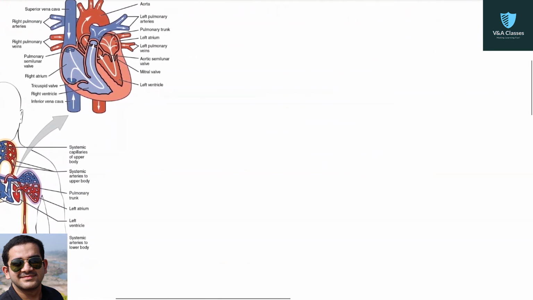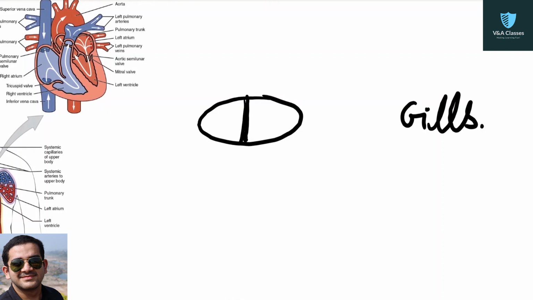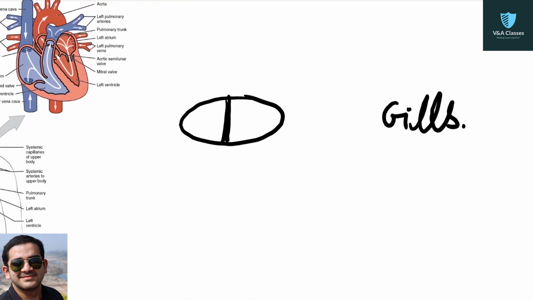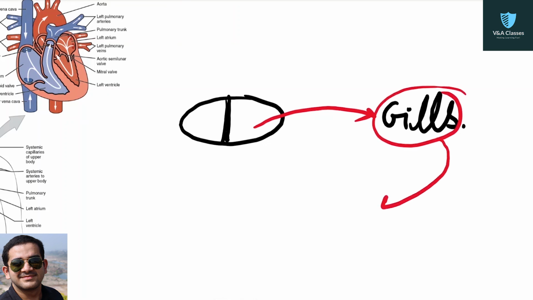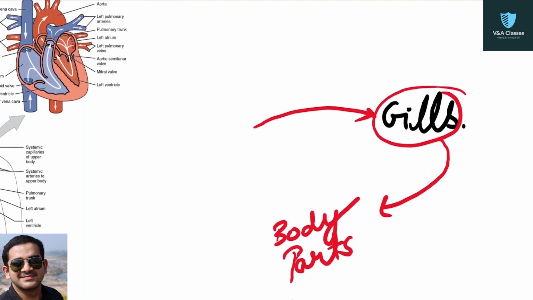In contrary to this, fishes, they have a single circulation. So how does that happen? Suppose this is the heart of the fish. It contains only two chambers, and here we have gills. Okay, so like humans have lungs, fishes have gills for oxygenation. So blood will go from heart to the gills. It will get oxygenated in the gills. It will go to all other body parts, and from the body parts, deoxygenated blood will come to the heart. So what is happening? In a single cycle, the blood only crosses the heart once, whereas in humans, the blood will cross the heart twice.